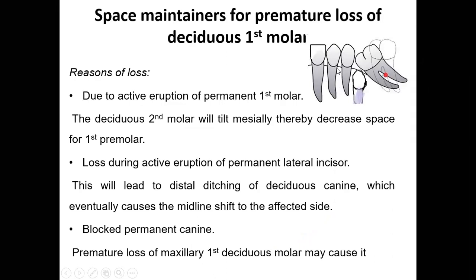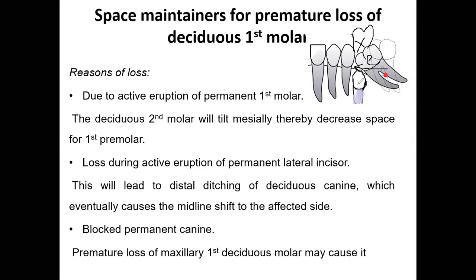If you see the deciduous first molar here, it is lost, which was here before. The deciduous first molar is lost from this arch. What will happen? The second deciduous molar will try to drift into the space, and here it has drifted. What will happen when this is drifted into the empty space?